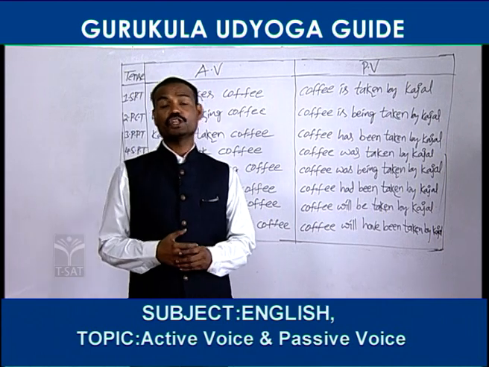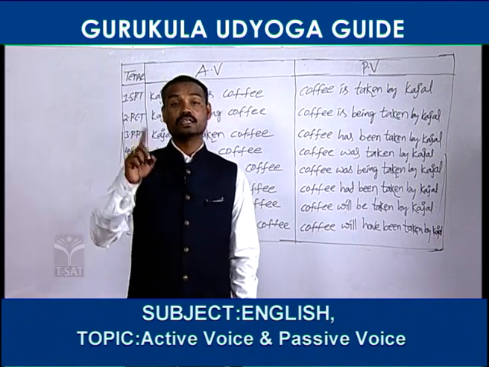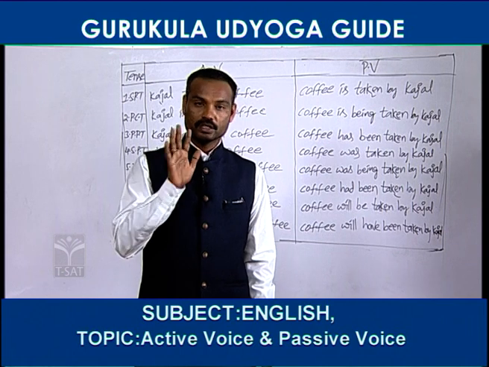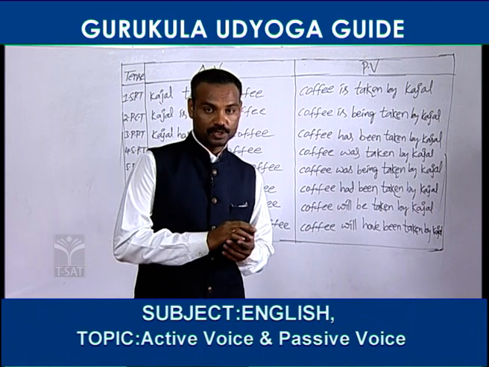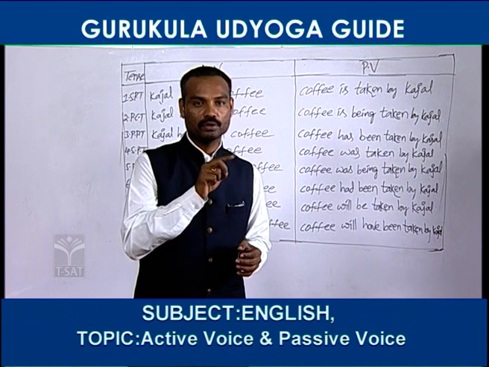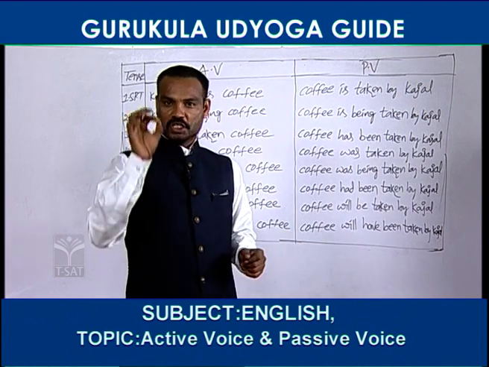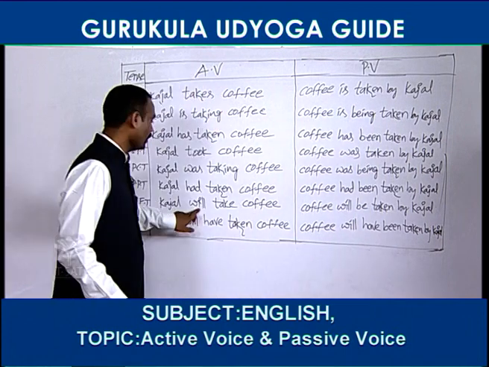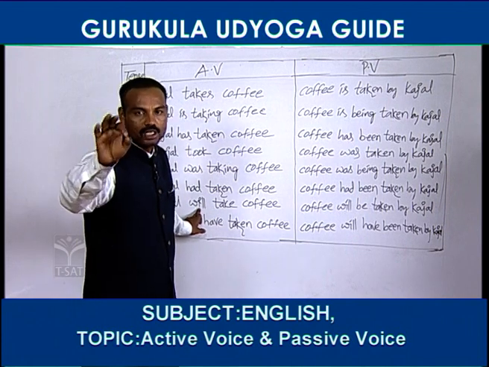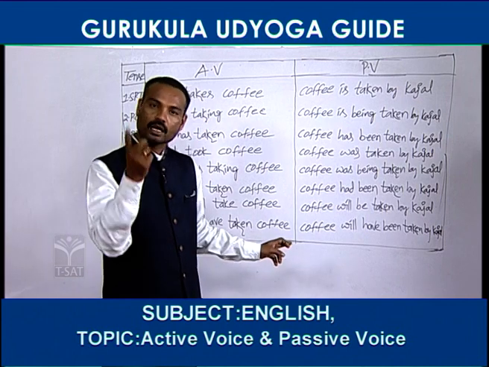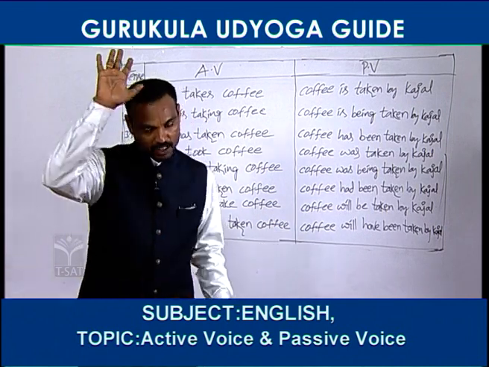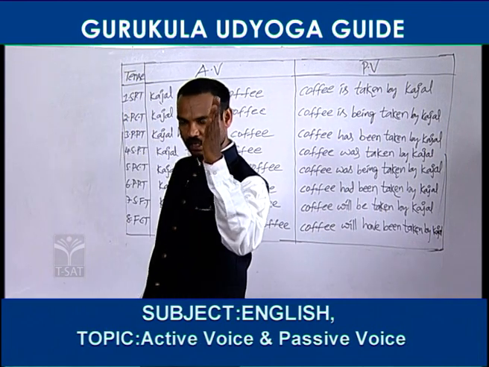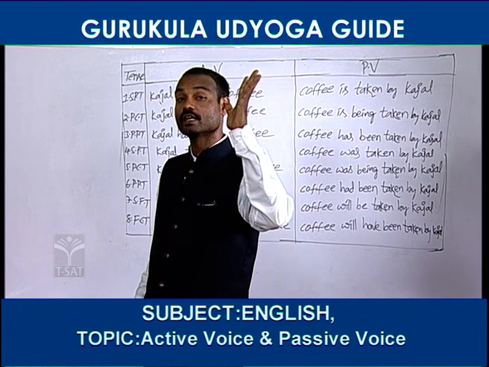Friends, whenever you find modal verbs in the given active voice, like shall, should, will, would, can, could, may, might and must, did you understand? Whenever you find modal helping verbs like shall, should, will, would, can, could, you should write be. That modal verb should be written as it is in the passive voice. If they give will, in the passive voice also will should be written as it is. If they give would, can, should, must, may, whatever modal verb is given in the active voice, that modal verb should be taken as it is in the passive voice.